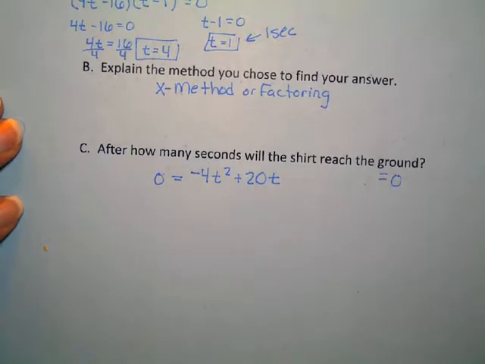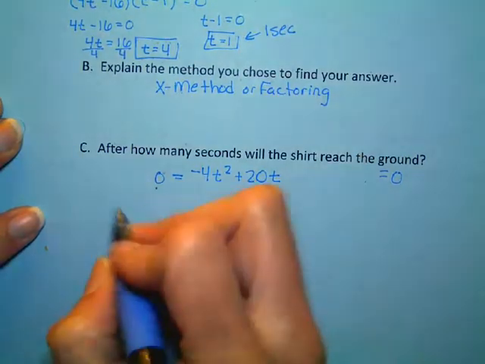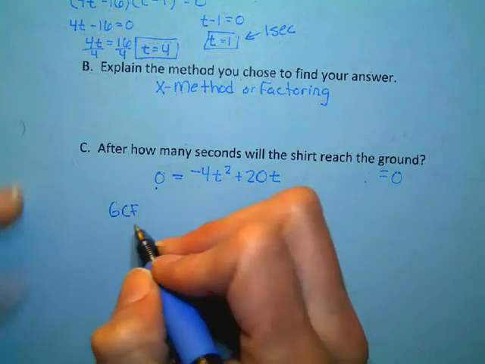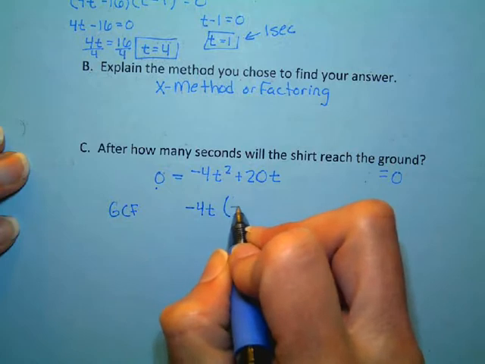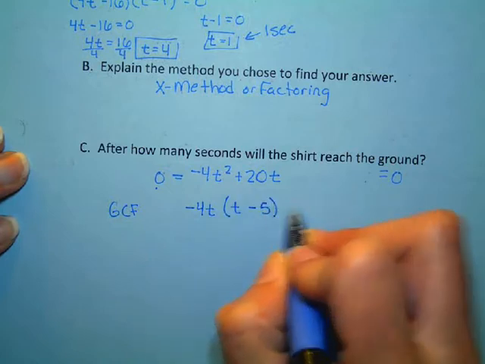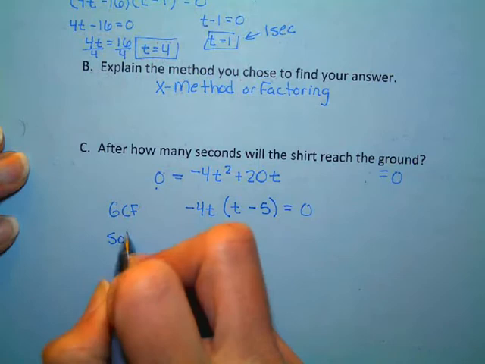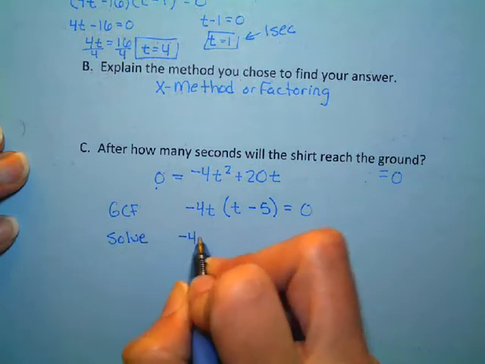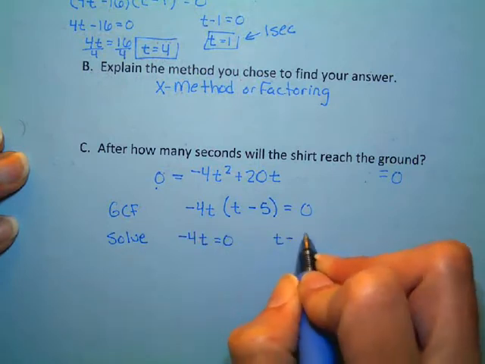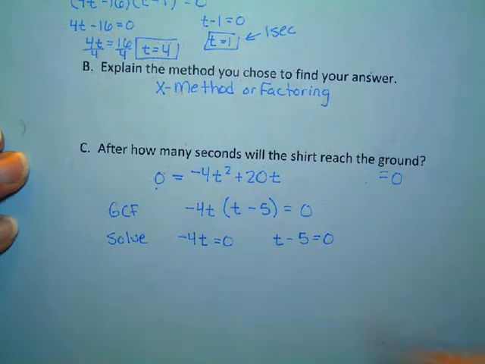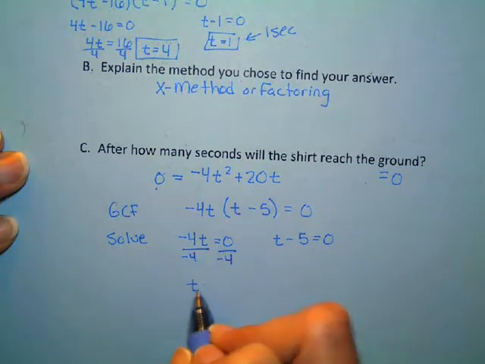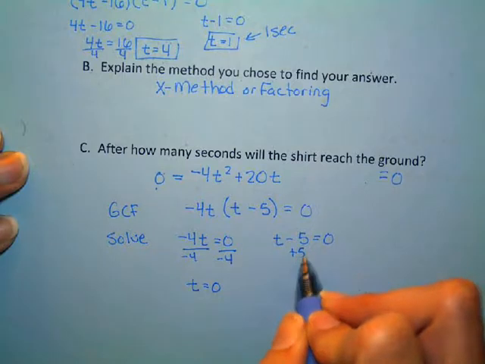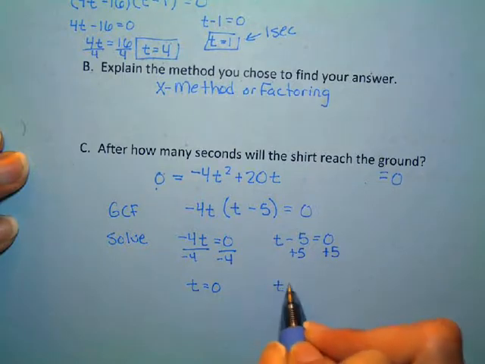I'm going to choose my GCF on this one. So negative 4t is what I'm going to take out. That leaves me with t minus 5. Then I'm going to solve. So separate them into two things. This one you divide by negative 4. And this one you add 5. Now I'm going to circle 5 seconds.